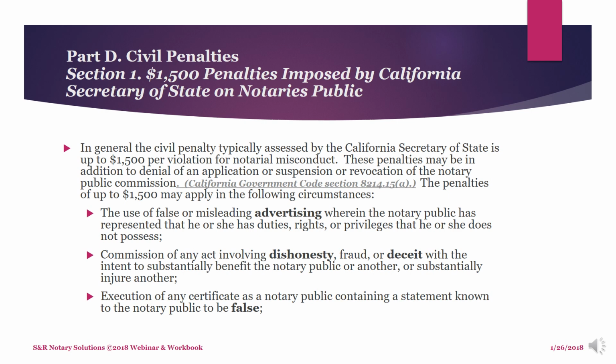Section 1, $1,500 penalties imposed by the California Secretary of State on a notary public. In general, the civil penalty typically assessed by the California Secretary of State is up to $1,500 per violation for notarial misconduct. These penalties may be in addition to denial of an application or suspension or revocation of the notary public's commission. The penalties of up to $1,500 may apply in the following circumstances.